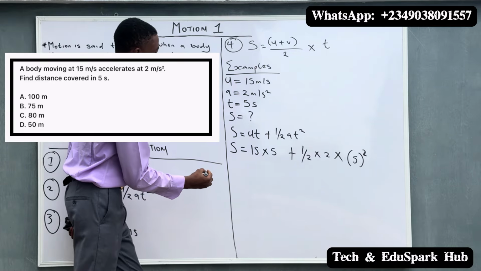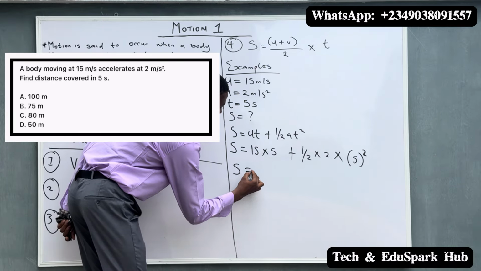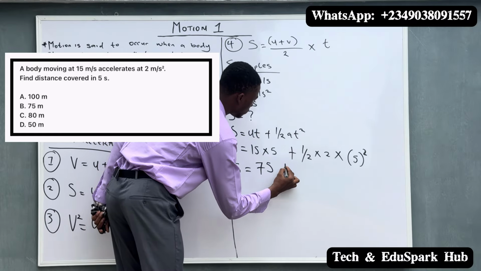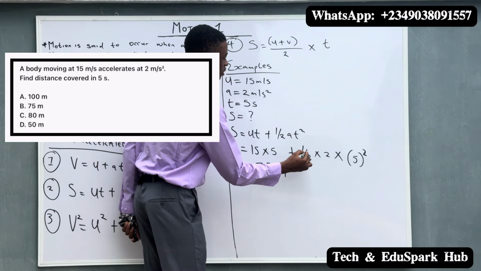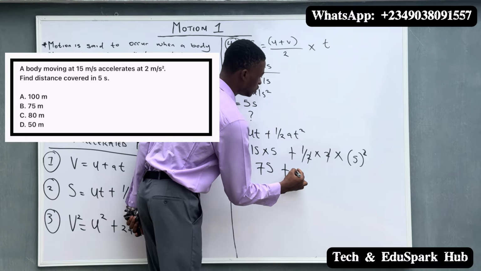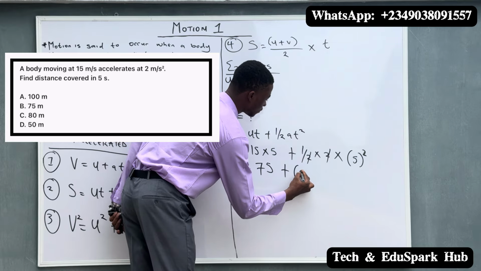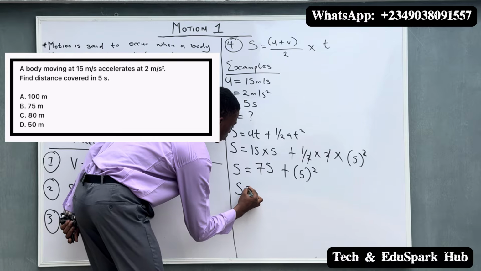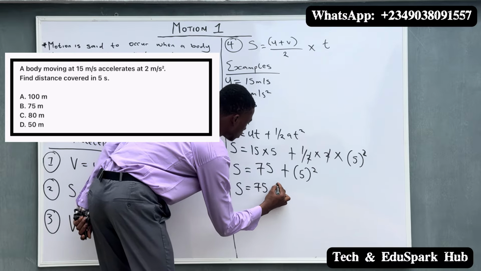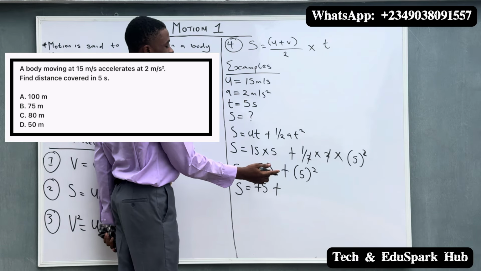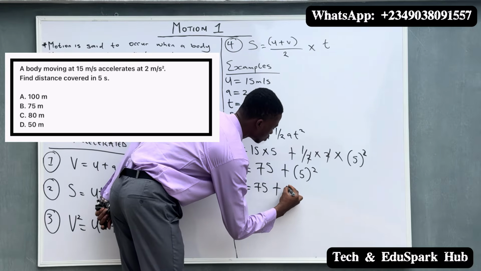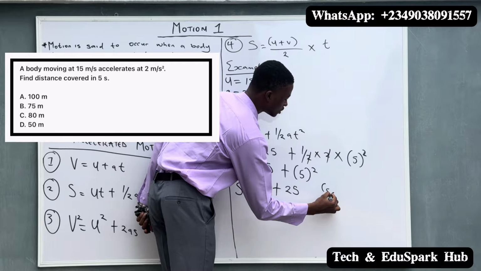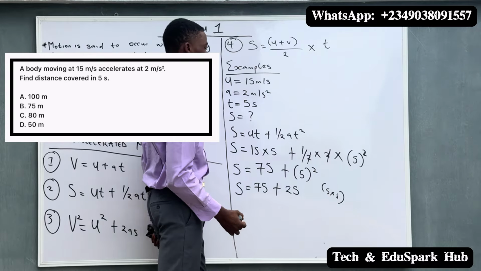So in this case, you can see our s is equal to 15 multiplied by 5, which will give you 75. So we have 75 plus. So these two can cancel these two. So we just have our 5 squared. So in this case, we have our s equal to 75 plus, what is our 5 squared? Our 5 squared is 5 multiplied by 5, which will give us 25. So 5 squared is the same thing as 5 multiplied by 5.